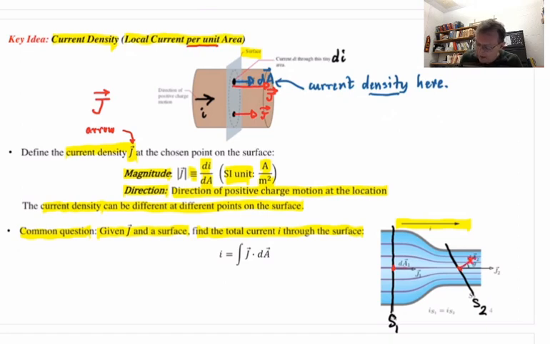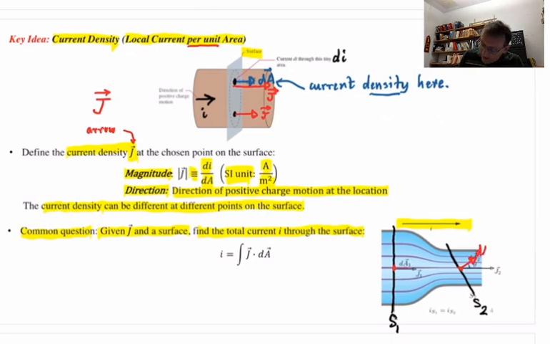Notice the area vector has to be perpendicular to the surface. So the dA2 there would be up at an angle. And the current density there is this arrow, J2, whereas it's this arrow, J1, over here. Notice the J1 and the J2 have different magnitudes. How do you find the total current I flowing through either one of those surfaces?